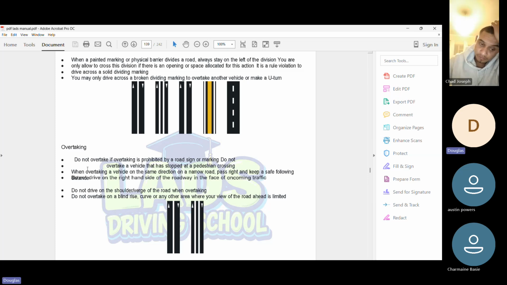Number two, when overtaking a vehicle in the same direction on a narrow road, pass right and keep a safe following distance.